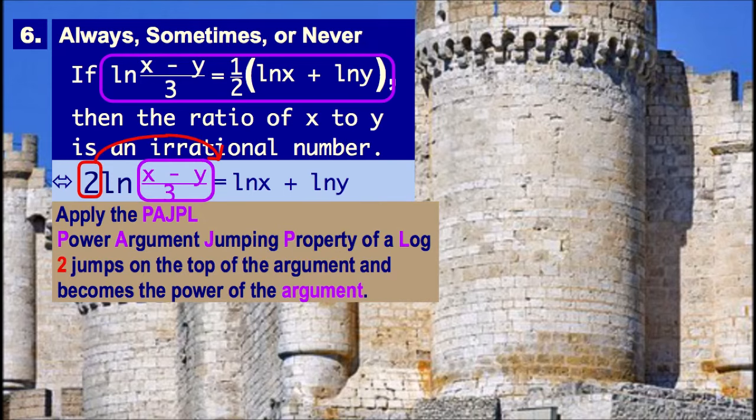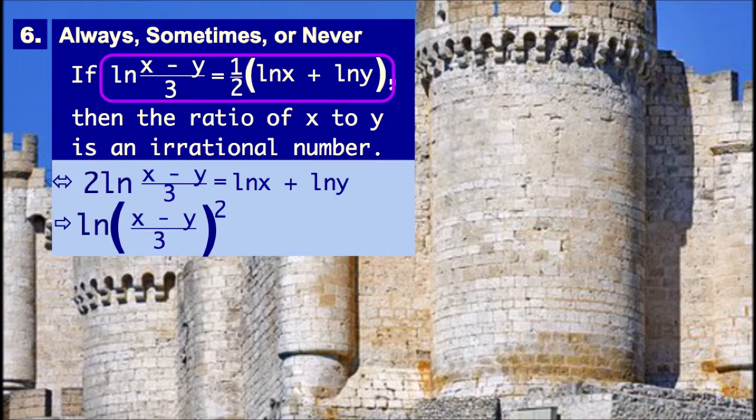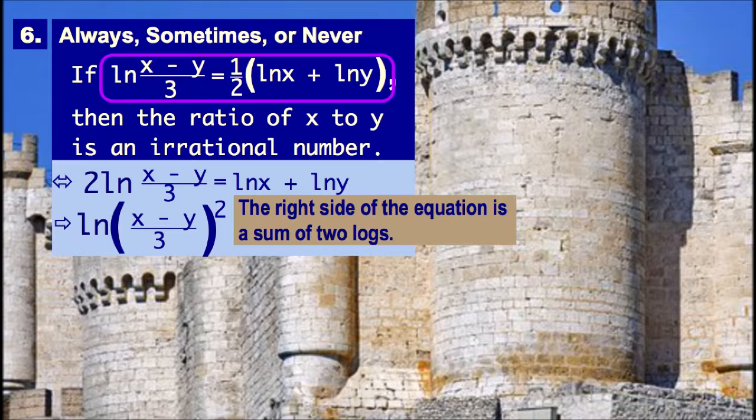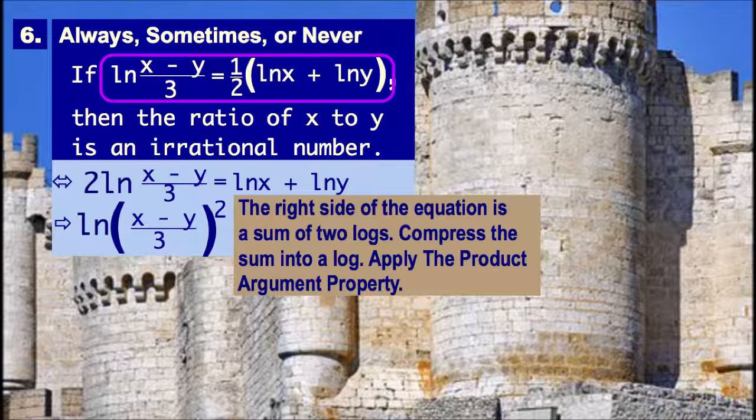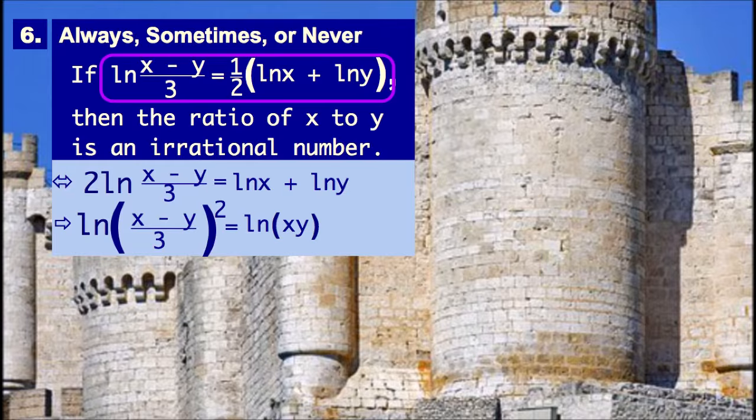2 jumps to the top of the argument and becomes the power of the argument. Thus, ln of ((x minus y)/3), everything squared. And then our right side of the equation is a sum of two logs. Compress the sum into a log by using the product argument property. So we have our left-hand side equals natural log of xy.